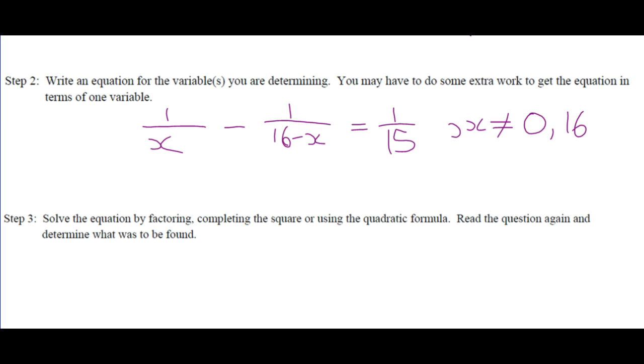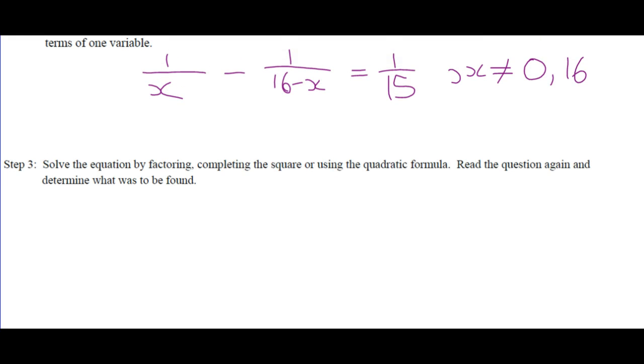0 and 16. Now we don't really have to worry about that, right? Because the reciprocal of 0 is undefined, so we know 0 is not going to come out as a solution, and 16 won't come out as a solution because this would be 0 and then be undefined, right? So we shouldn't have to worry about getting an extraneous solution to this. All right, so what do we do?